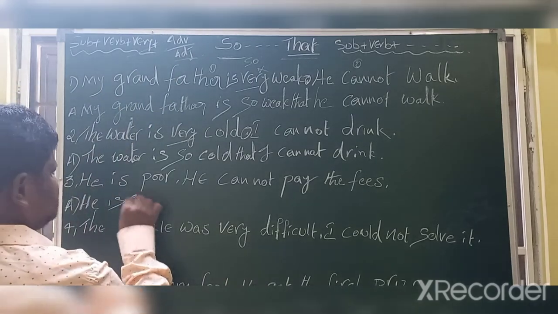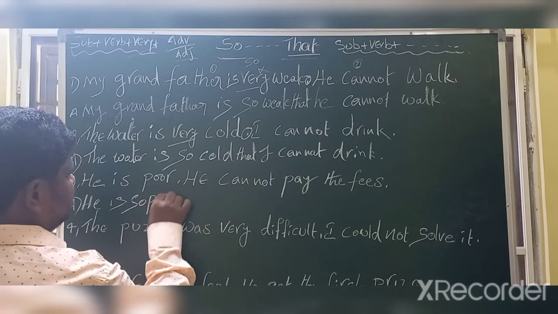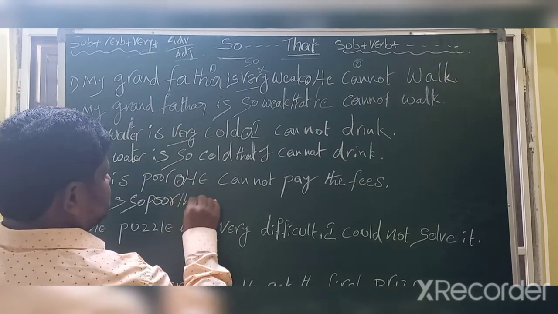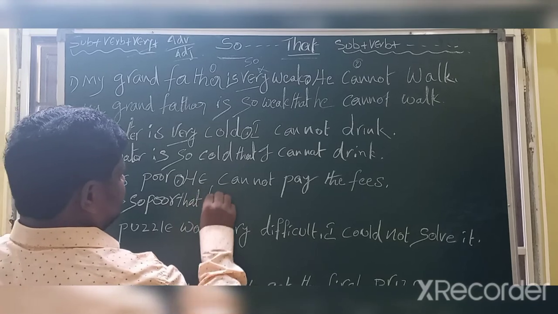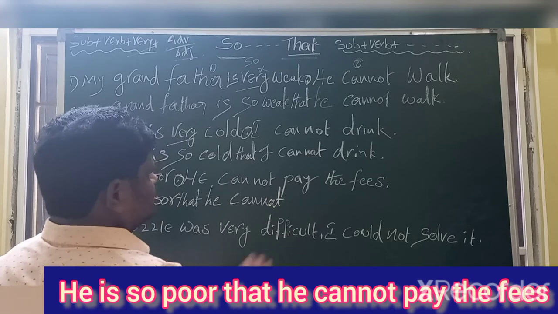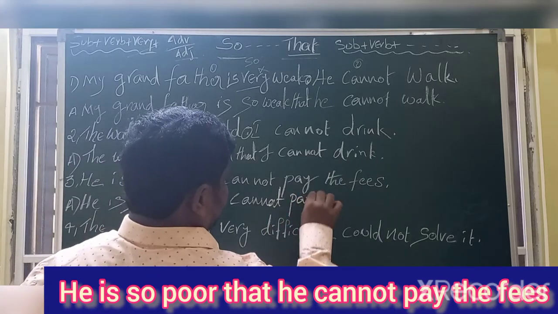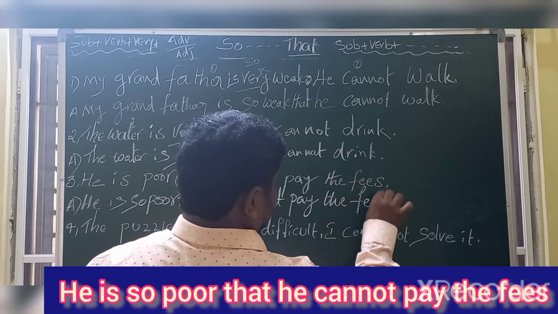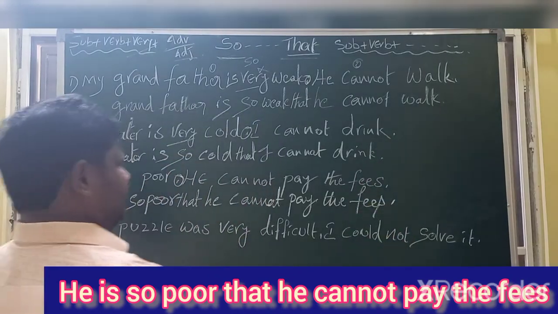He is so poor. Remove the full stop, and in the full stop place add that he cannot pay the fees. So this is the answer, friend.